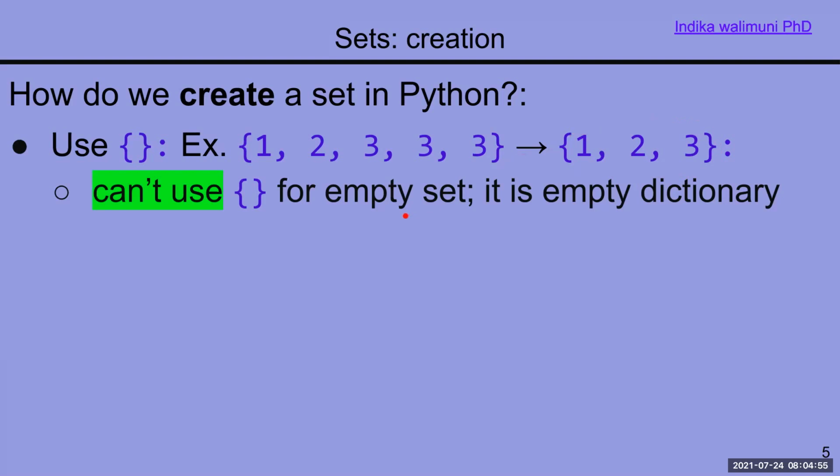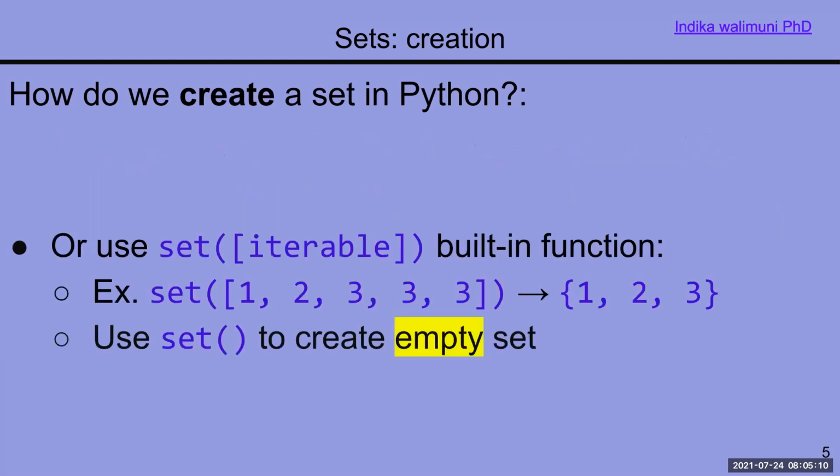But be careful: if you want to create an empty set, you cannot use empty curly brackets like this, because it's going to create an empty dictionary, not an empty set. To create an empty set, you can call the set function directly like this without passing anything. So to create a set out of any iterable entity.